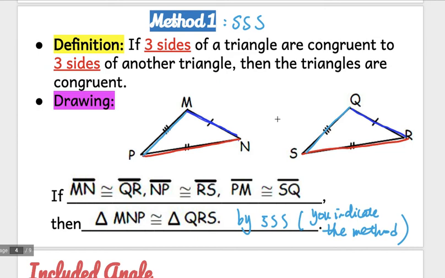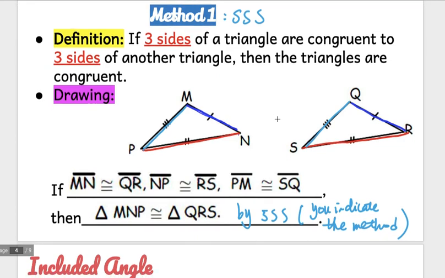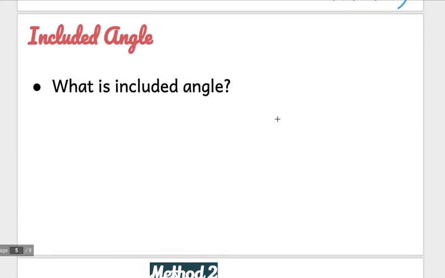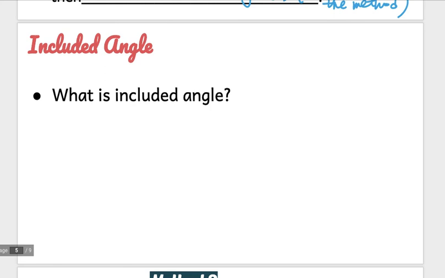Okay, now we are going to introduce a second method, but before that, we are going to introduce a very short vocabulary term called included angle. What does that mean? Included angle is based on a triangle. As you can see, in a triangle we have three angles. The included angle is the angle between two sides. If I'm looking at these two sides here, then this angle is the included angle for these two sides.